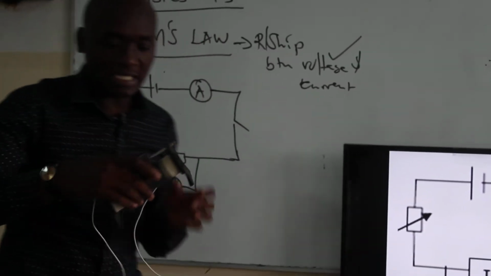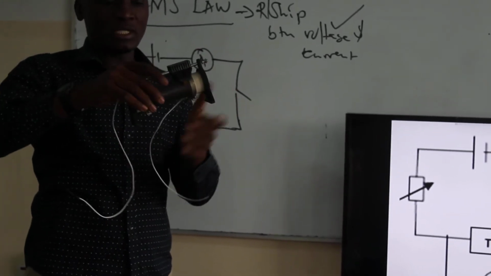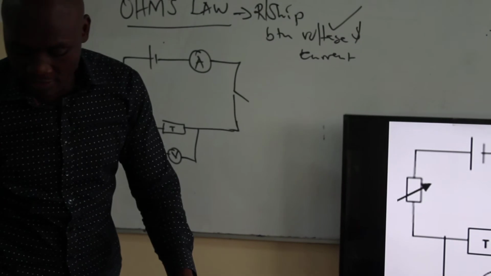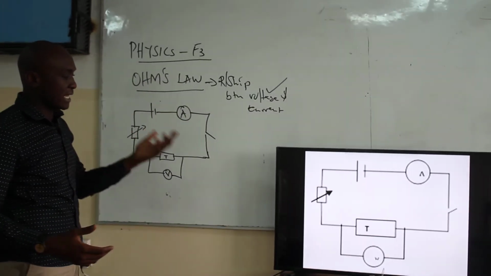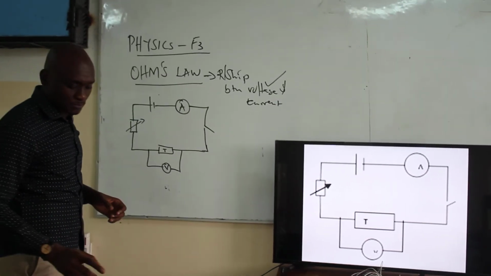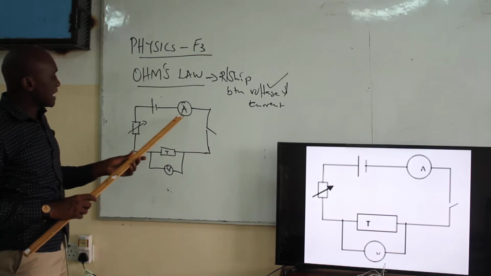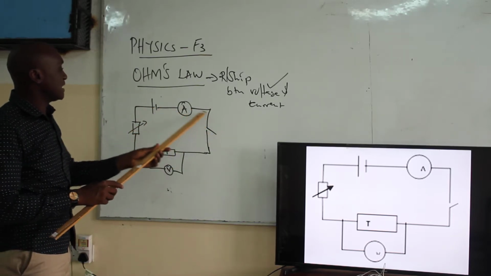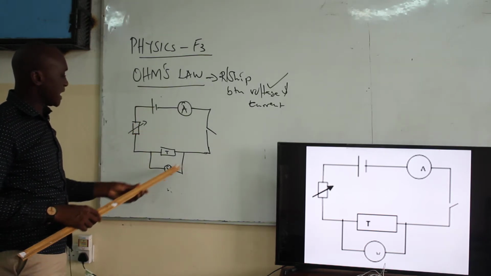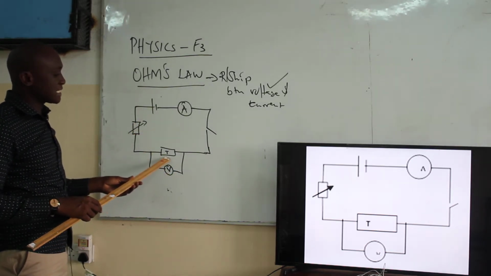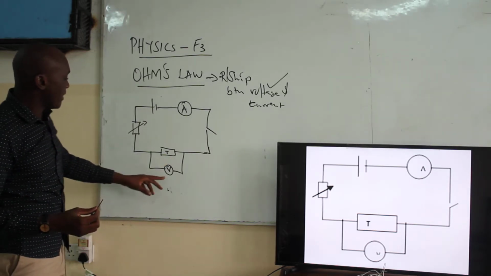This one is a variable resistor. This one, of course, we are going to move this knob here so that we'll be able to determine the different values of resistance in terms of what? In terms of current and voltage. Now, one thing you need to note here, you can confirm from where you are that an ammeter is connected in series in the circuit. At the same time, a voltmeter is connected in parallel to the conductor T. In this case, I'm going to have this as my conductor T, then my voltmeter.